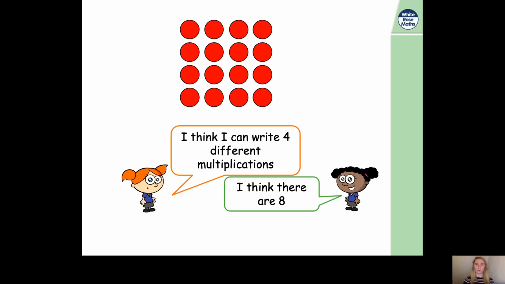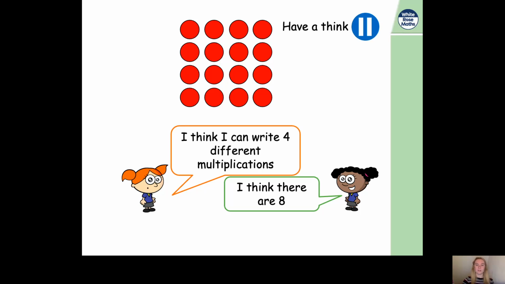So I'm going to start you off again. So altogether, how many counters are there? Yes, that's right, there's 16 counters. So our first multiplication could be 1 multiplied by 16. I'd like you to pause the video now and see if you can think of any others that you could have with this array. Okay, pause the video now and have a think.